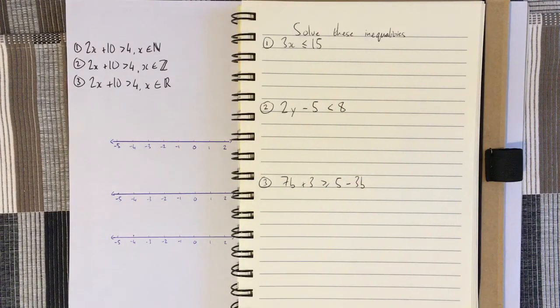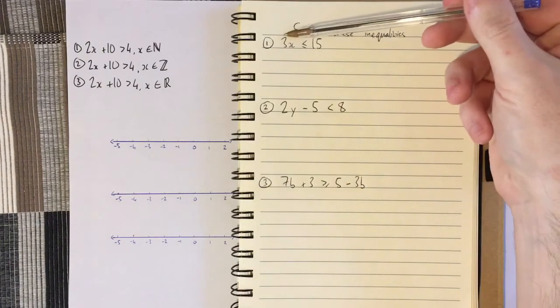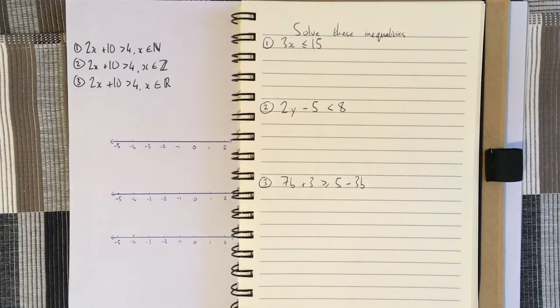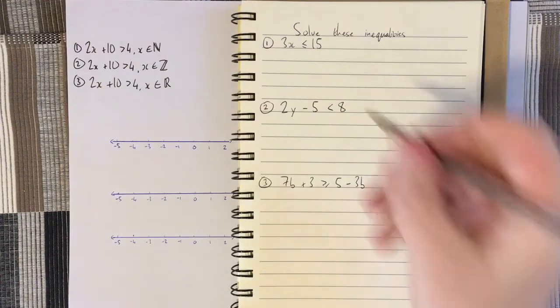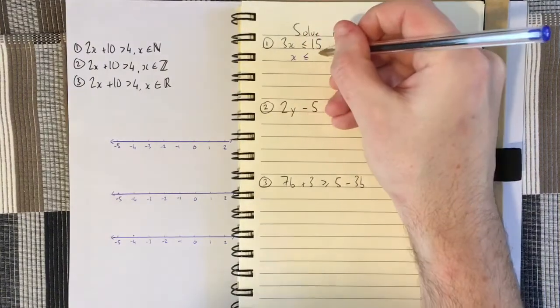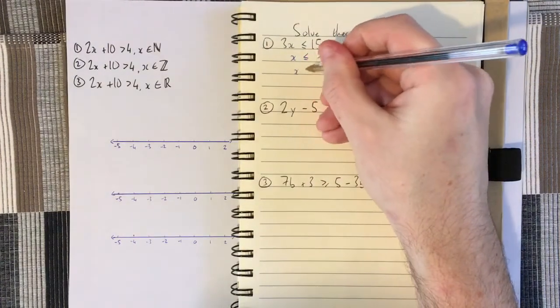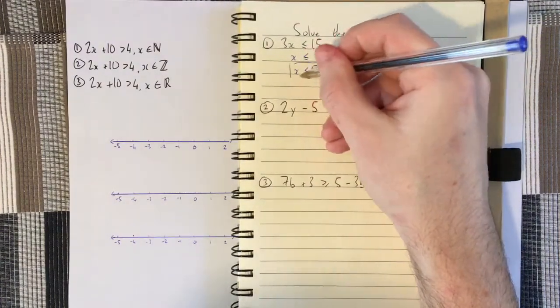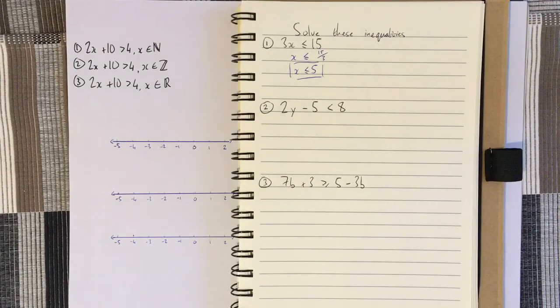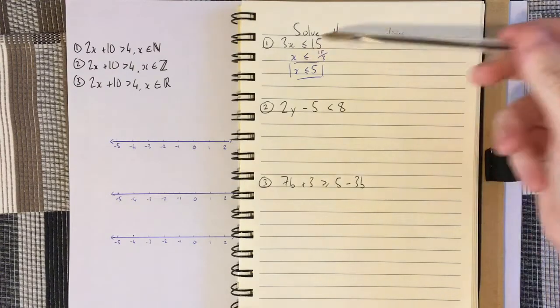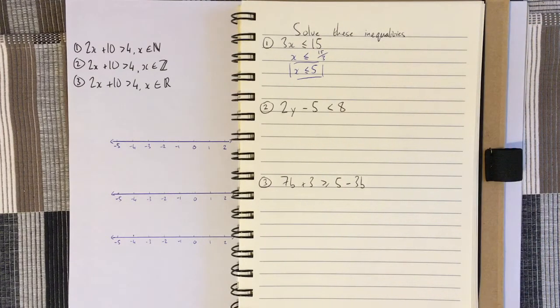So 3x is less than or equal to 15. If that said 3x equals 15, how would you solve it? You'd bring the 3 over and multiplied by 3 becomes divided by 3. Or another way to think about it, divide both sides by 3. So x is less than or equal to 15 divided by 3, so x is less than or equal to 5. And that's you done. So if 3x is less than or equal to 15, then x is less than or equal to 5. I just divided both sides by 3, just like I would for an equation.